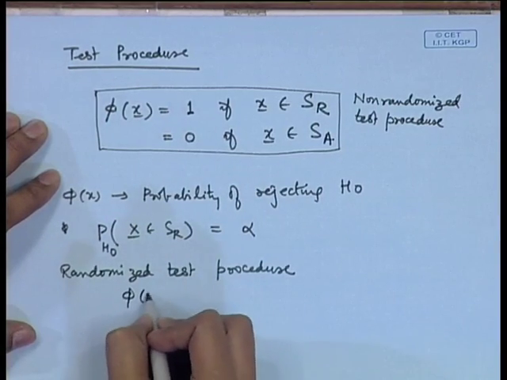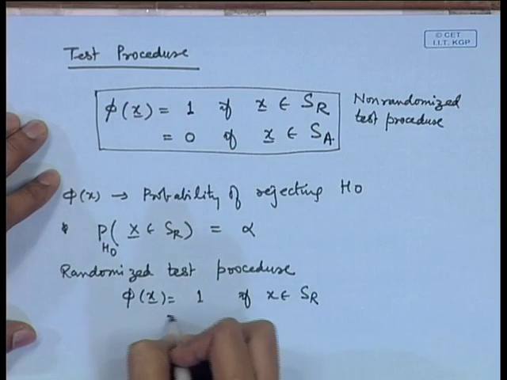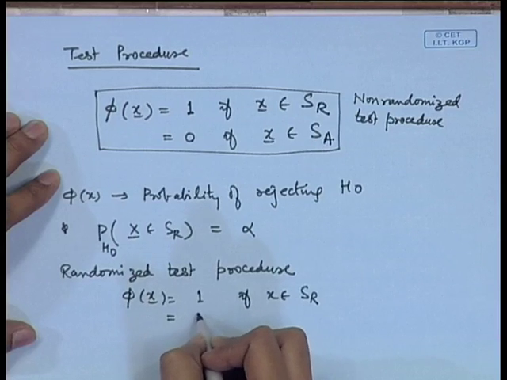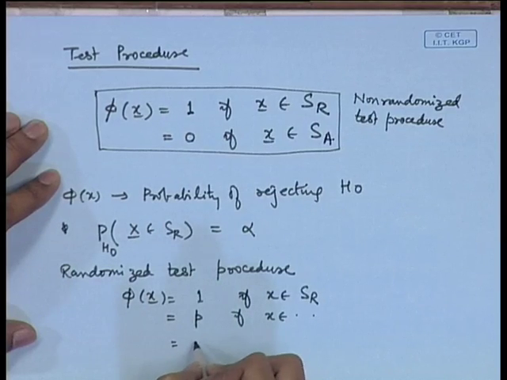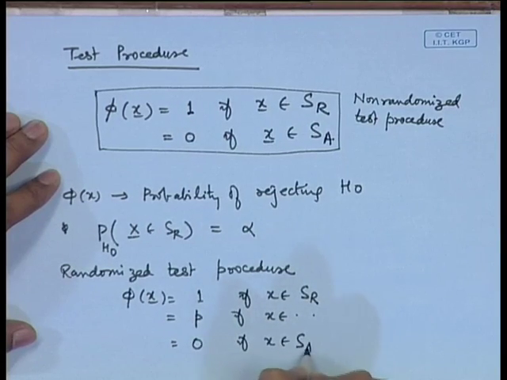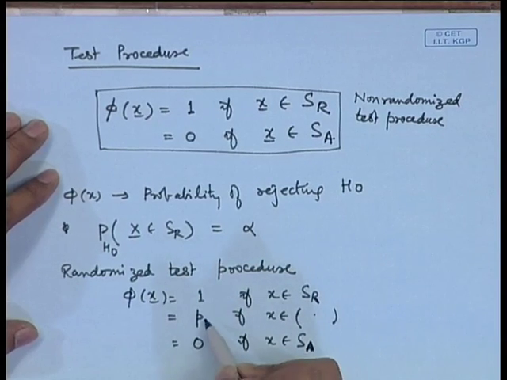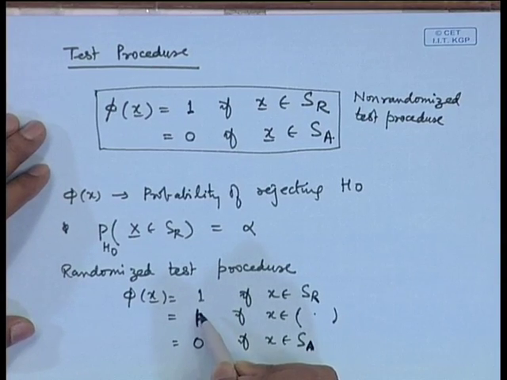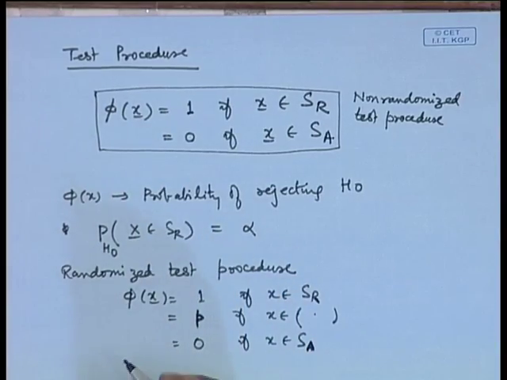Where we may take say phi x is equal to 1 if x belongs to S r, it is equal to say some value, let me call it p, if x belongs to some other region, and 0 if x belongs to S a. So, what has happened here? That means, this S r and S a are not exhaustive. So, we have a space here where we reject with probability p and accept with probability 1 minus p.